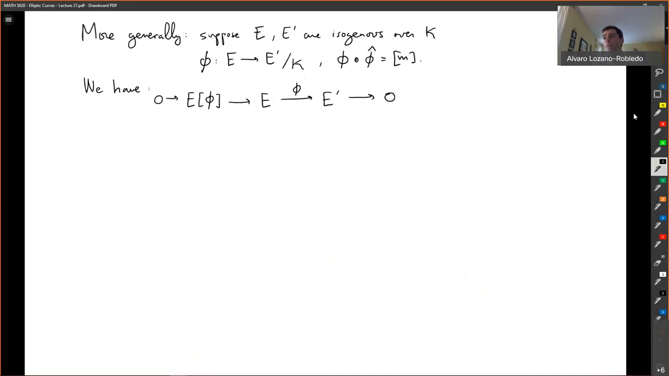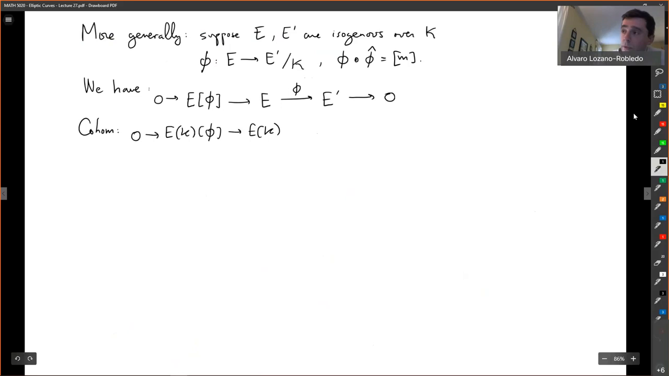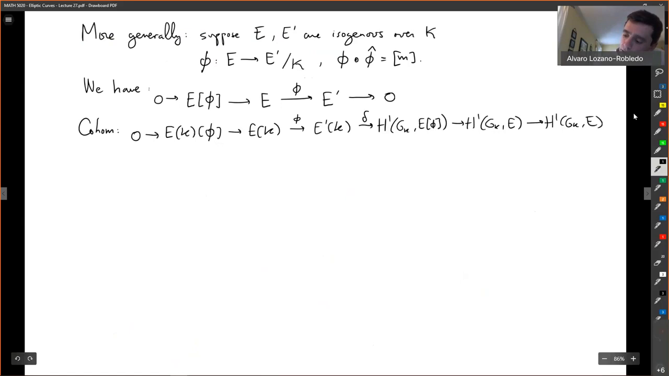All right. Then throw cohomology at it. And what I get now is a long exact sequence in cohomology. Still, this is from phi, and I get my connecting homomorphism to H1. And this is also induced by phi.